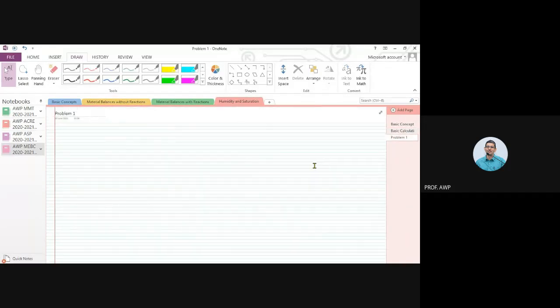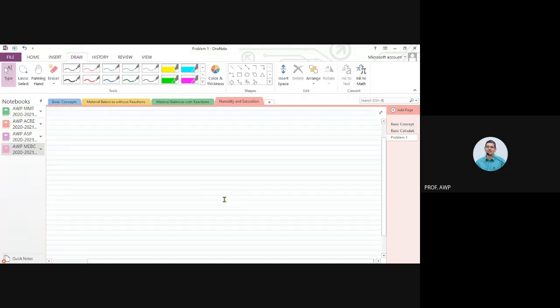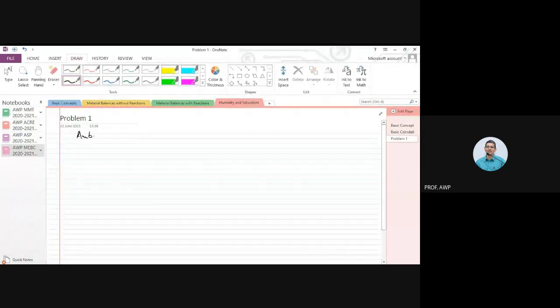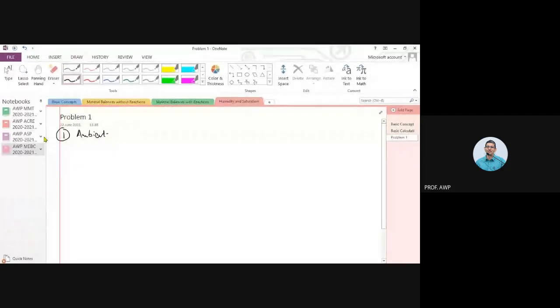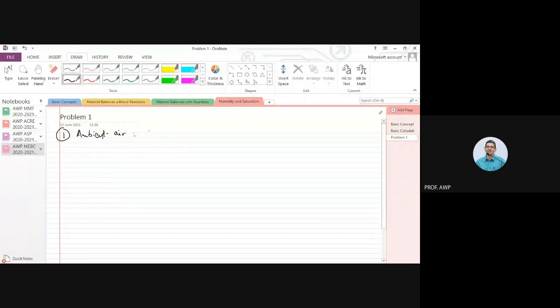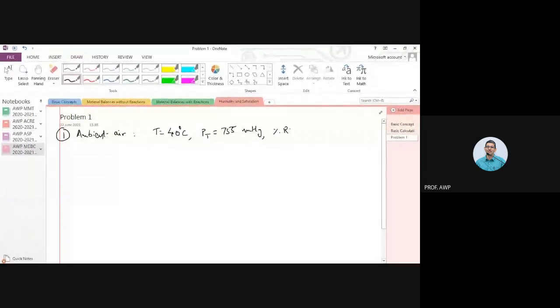So next problem, let us practice some more of these calculations, so that all these concepts are firmly registered in our mind. Let's take 2 or 3 problems. So first problem, ambient air. Ambient air has a temperature of, let's say, 40 degrees centigrade. Total pressure is 755 mmHg. Percent RH is, let's say, 65.